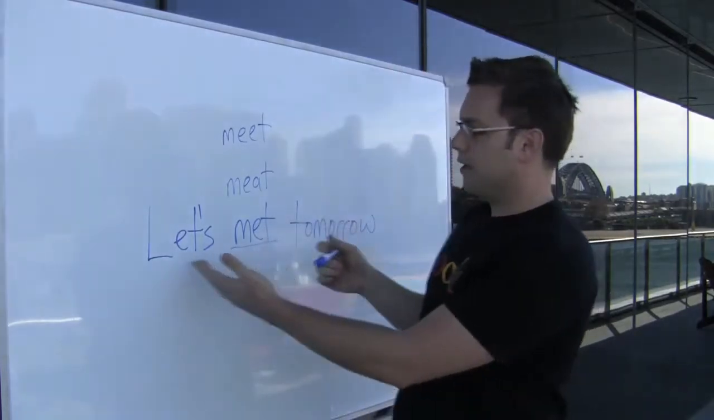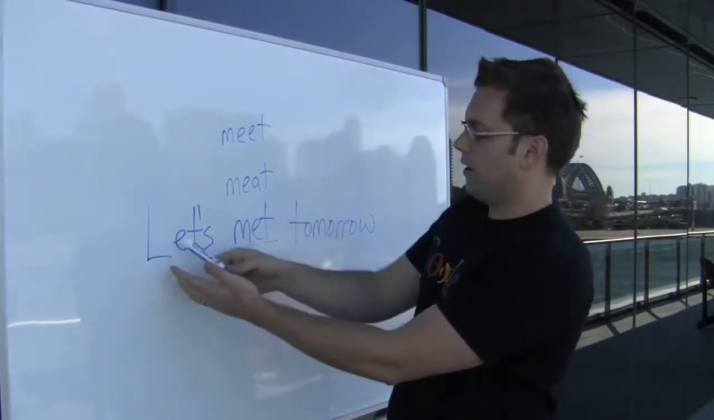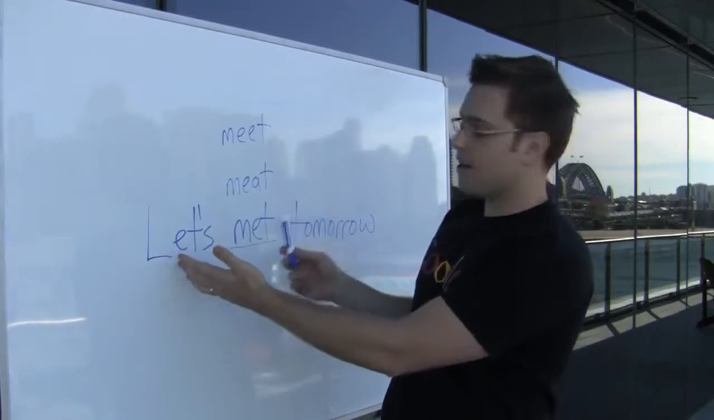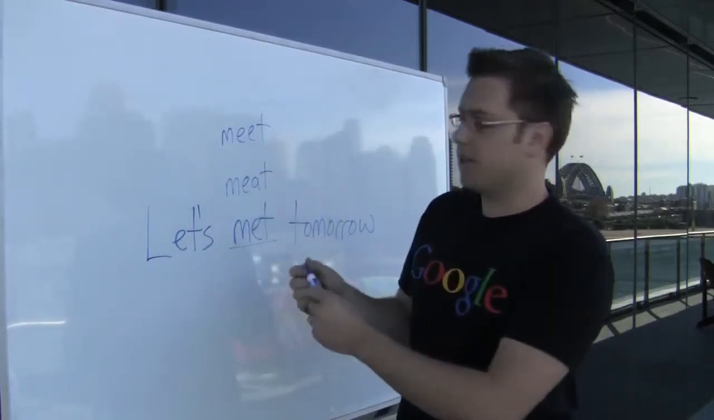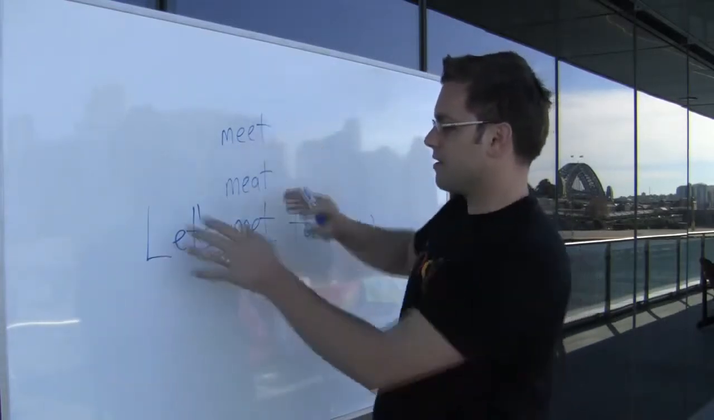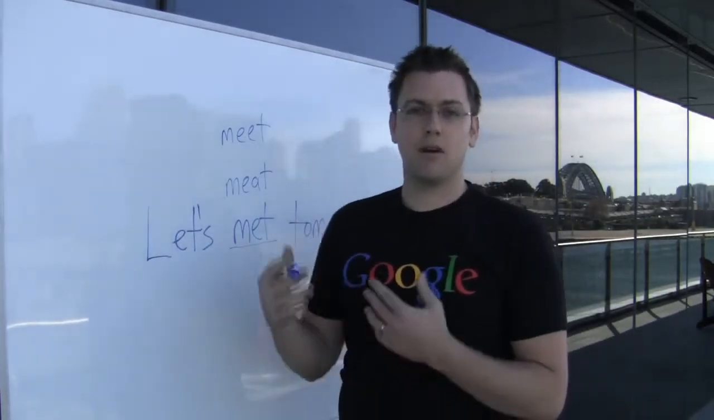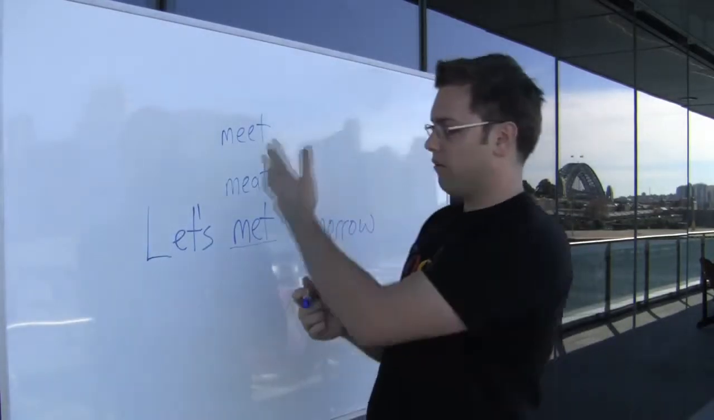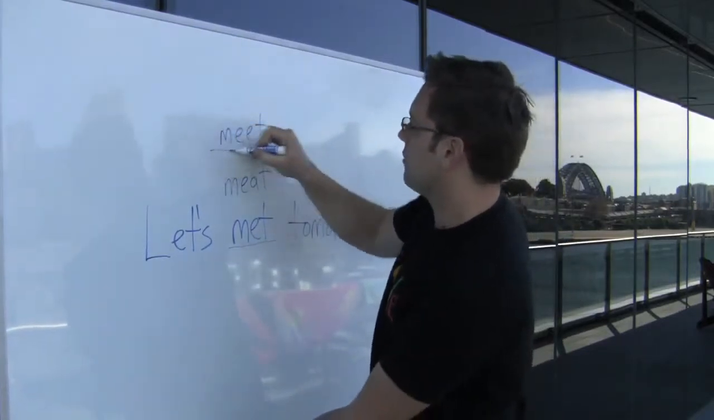So what we would do is look at the likelihood of let's met tomorrow and let's meat tomorrow, less likely, and let's meet tomorrow, which is going to be more likely than either of these. And we combine that with our error model, which tells us how likely the misspellings are, without any context, to get a final determination as to the most likely word that you meant right here. And so in this case, we would suggest meet.